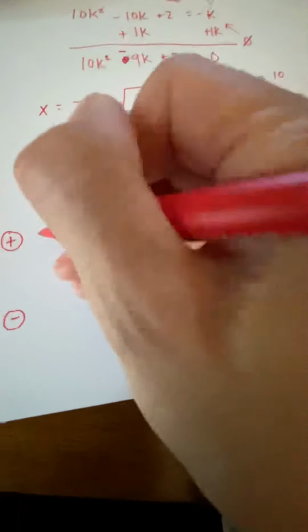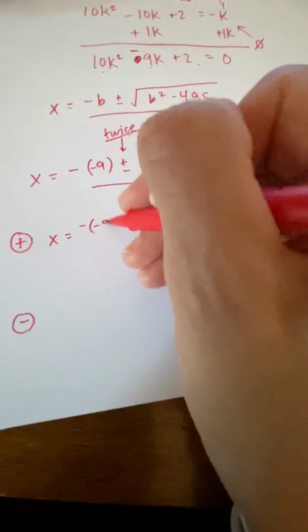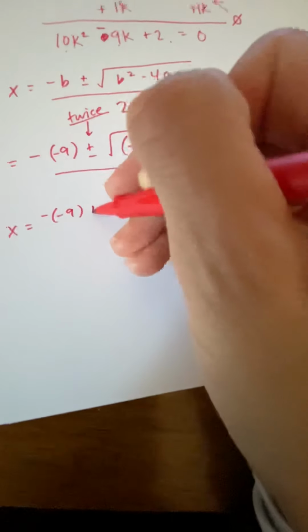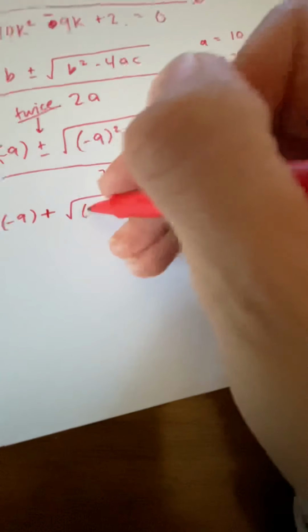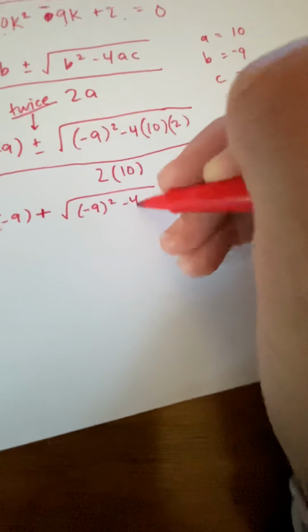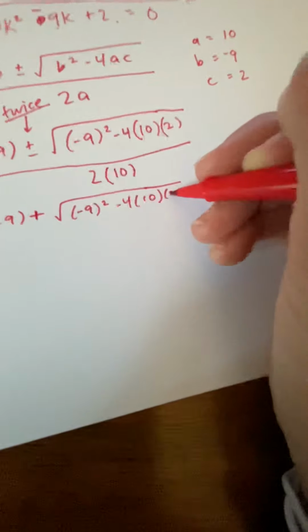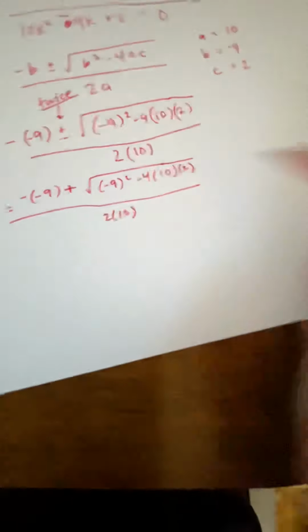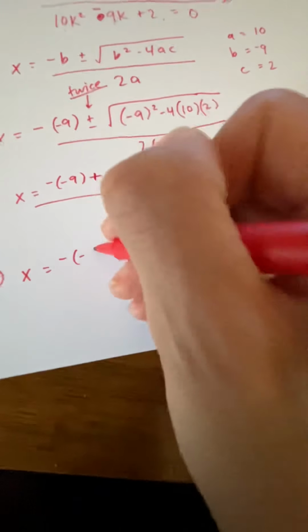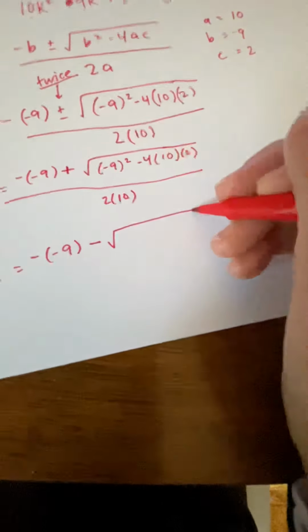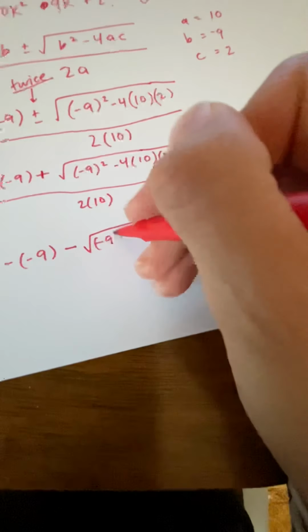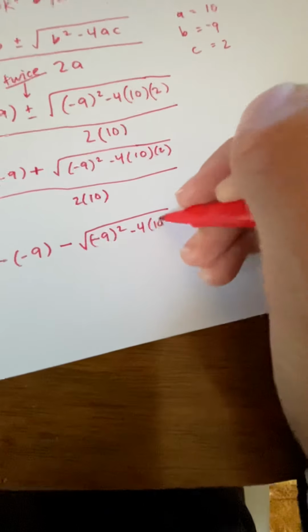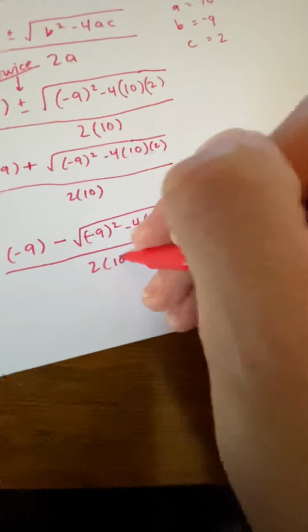So the plus version is going to be x equals the opposite of negative 9 plus the square root of negative 9 squared minus 4 times 10 times 2 all over 2 times 10, which is 20, but we'll get there in a minute. And then the minus version is going to be x equals opposite of negative 9 minus the square root of negative 9 squared minus 4 times 10 times 2 over 2 times 10.